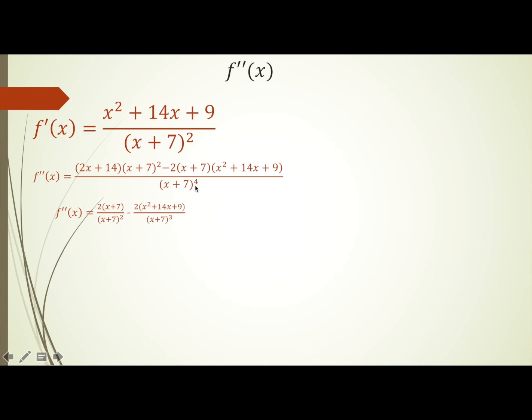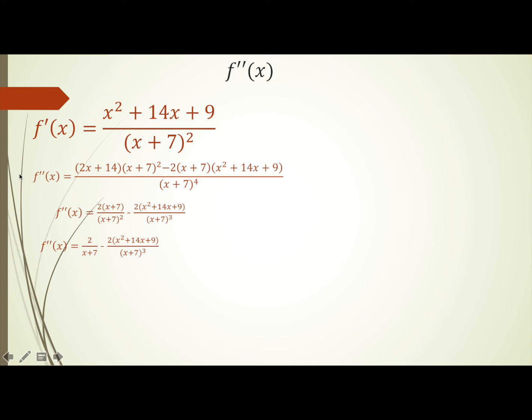Let's separate these. I factored out an x plus 7 from the 2x plus 14. And we have 2 x plus 7s on top, 4 on the bottom. So we're left with 2 on the bottom. Now this part, we have 1 x plus 7 on top, 4 on bottom. So we're left with 3 on the bottom. The rest stays the same. Let's cancel out 1 x plus 7 here and 1 x plus 7 here.